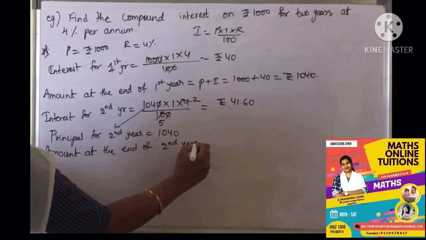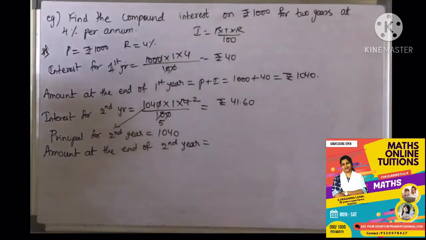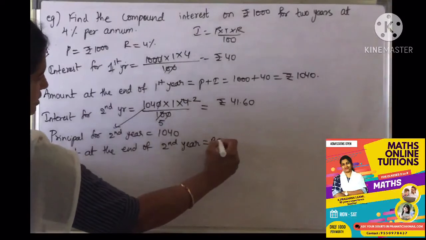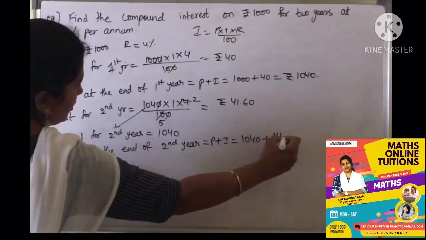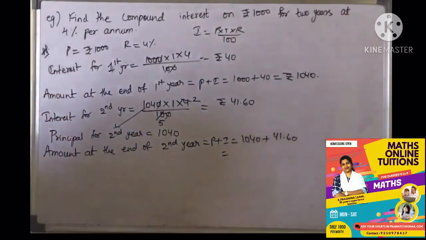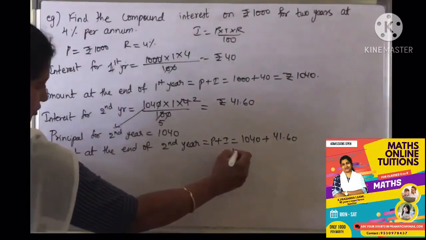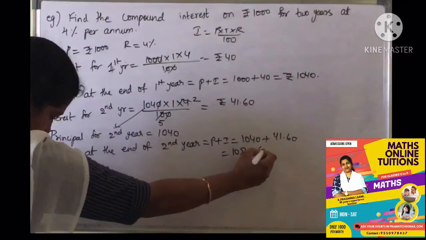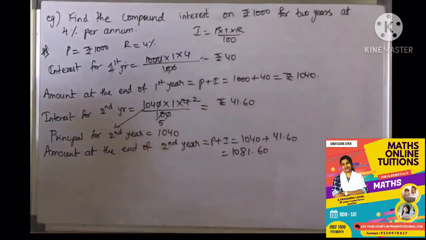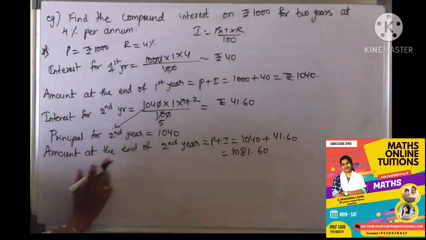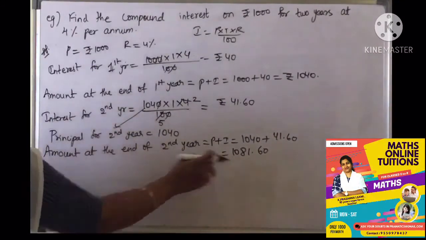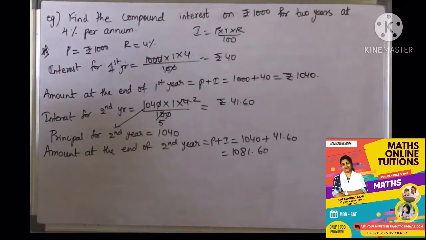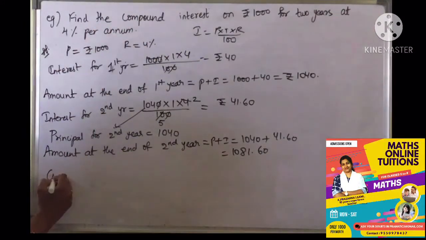What is the amount here? Principal plus interest. So the principal is 1040 plus the interest you got, 41.60. When we add those two, you will get 1081.60. Okay, now we got the amount at the end of the second year using compound interest as 1081.60. Now what they are asking you to find is the compound interest.